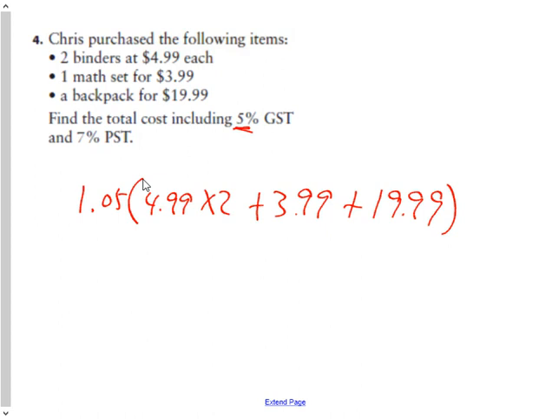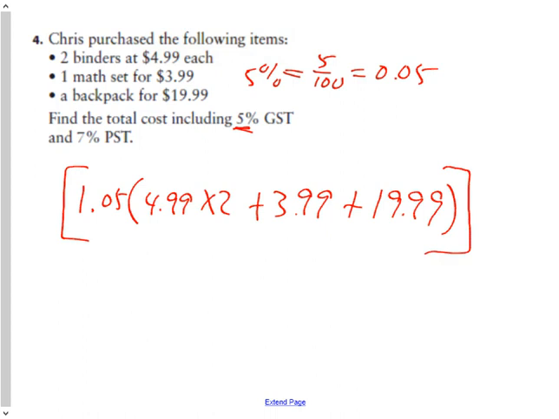0.05, since 5% is equal to 5/100ths, as a decimal it's this. So if I want to find 100% and 5%, this is representing 105%. So if I want to find 105% of that, I'd multiply it by 1.05. And then I'm going to use square brackets here, because this in the square brackets represents the cost of all of the items, including just the 5%.